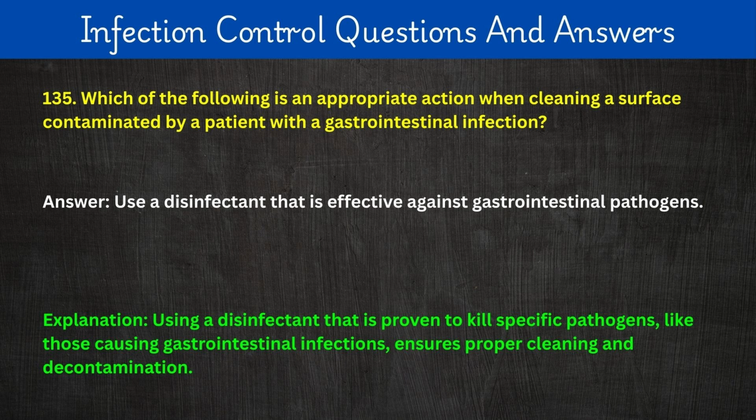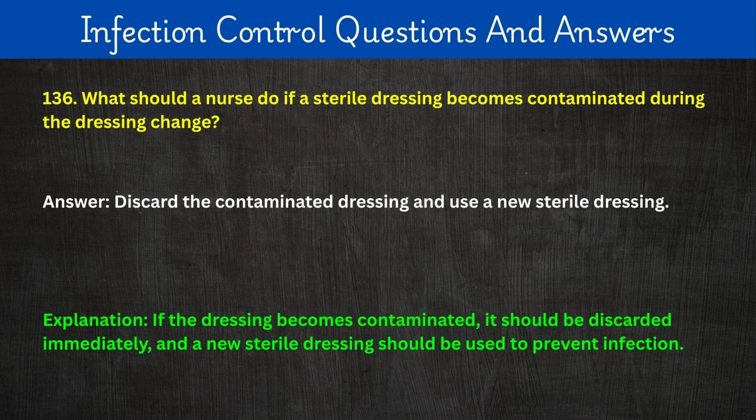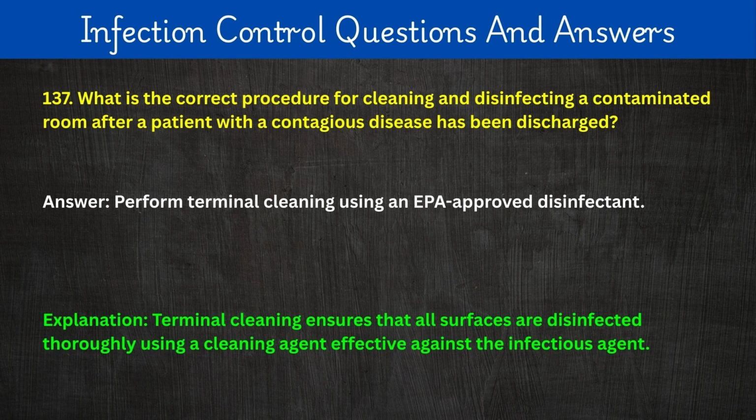decontamination. 136. What should a nurse do if a sterile dressing becomes contaminated during the dressing change? Answer: discard the contaminated dressing and use a new sterile dressing. Explanation: if the dressing becomes contaminated, it should be discarded immediately and a new sterile dressing should be used to prevent infection. 137. What is the correct procedure for cleaning and disinfecting a contaminated room after a patient with a contagious disease has been discharged?